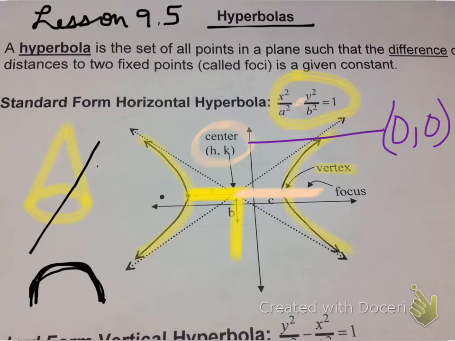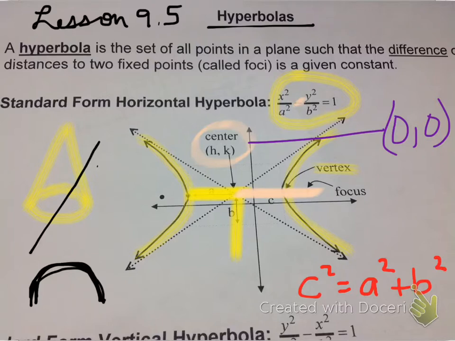So C this time is longer than A, whereas with an ellipse, C has to be smaller than A. And in fact, when we go to find C, C squared is going to be A squared plus B squared, which is the same as the Pythagorean theorem.